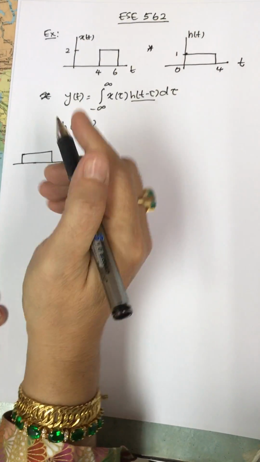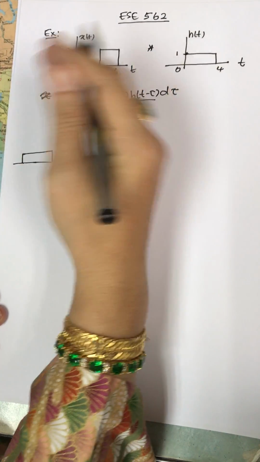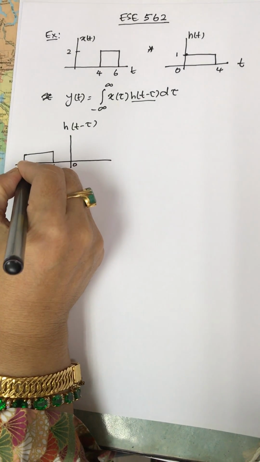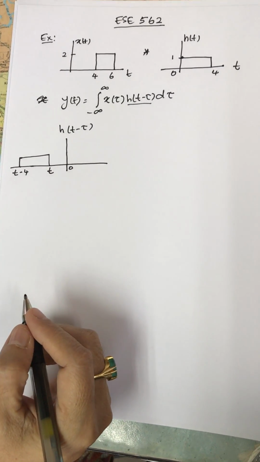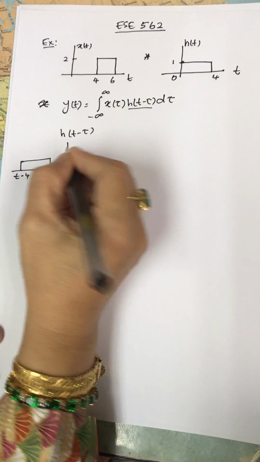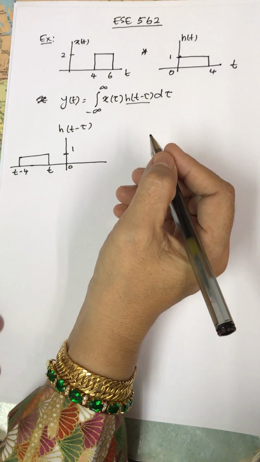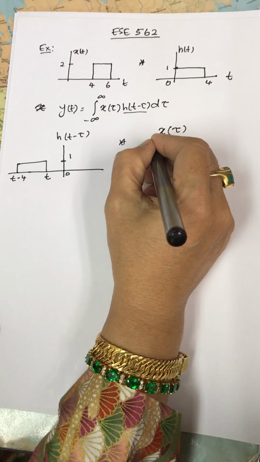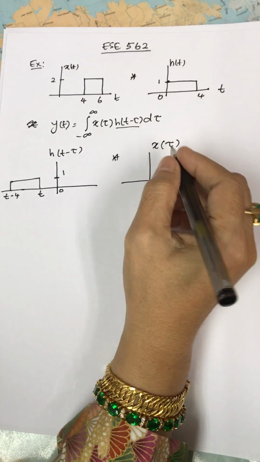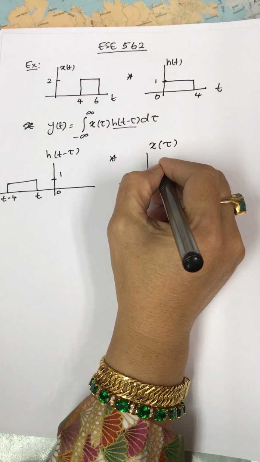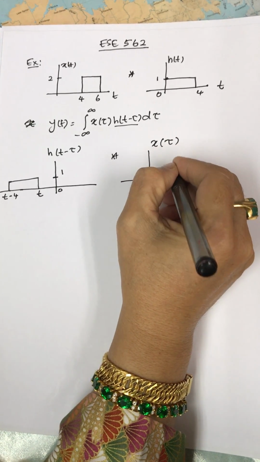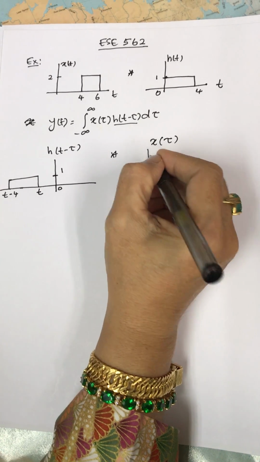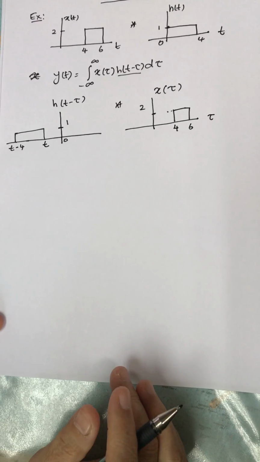So when you flip, you will get 0 to minus 4, and then you plus t. So you will have t and t minus 4. Okay, so this is h of t minus tau. And then you are going to convolve with x of tau. Okay, x of tau is still the same signal between 4 to 6, but now the axis is changed to tau.